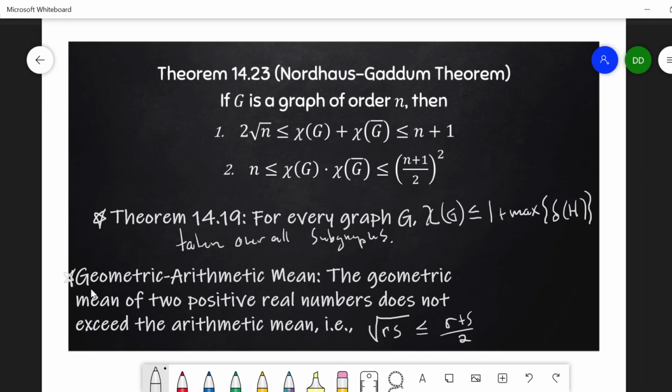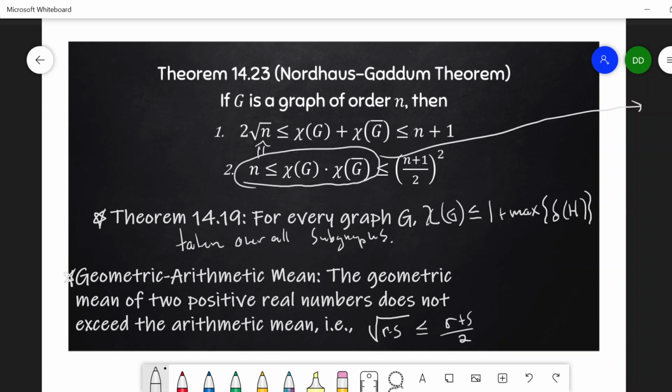And then the other is a result actually from analysis, which is that the geometric mean of two positive real numbers never exceeds the arithmetic mean of those same positive real numbers. So that is the square root of r times s, that's the geometric mean of r and s, right? r times s to the 1/2 is less than or equal to (r plus s) over 2. All right, so what we're going to do first is actually establish this bound. We're going to show this bound first, and then this is going to imply this lower bound as well over here.